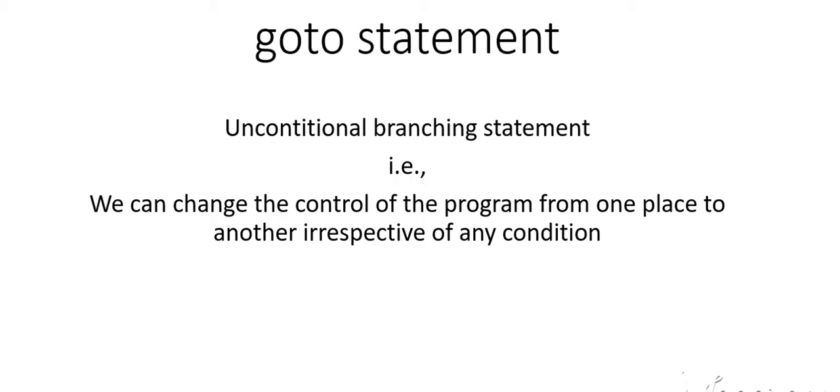Today in this video, we will be discussing the goto statement in C programming. What is the goto statement? We have already seen the decision statements in C. Goto is an unconditional branching statement. That is, we can change the control of the program from one place to another irrespective of any condition.